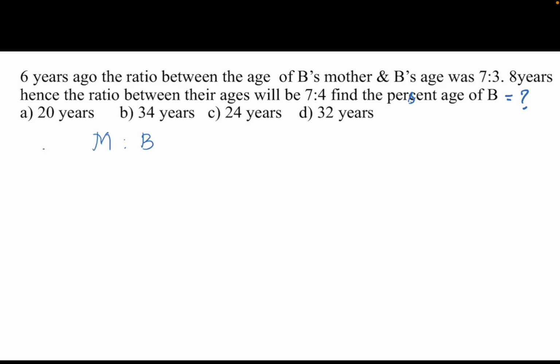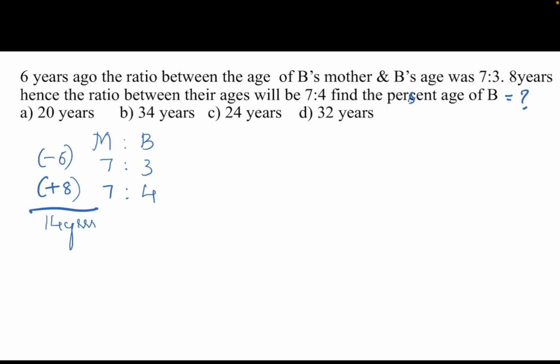6 years ago, the ratio was how much? 7:3. Then 8 years hence means plus 8. The ratio will be how much? 7:4 between mother and B. Okay. Now see here, the difference is how much here? Difference is 14 years. See, don't think it is 2 years, 8 plus 6 is 2.